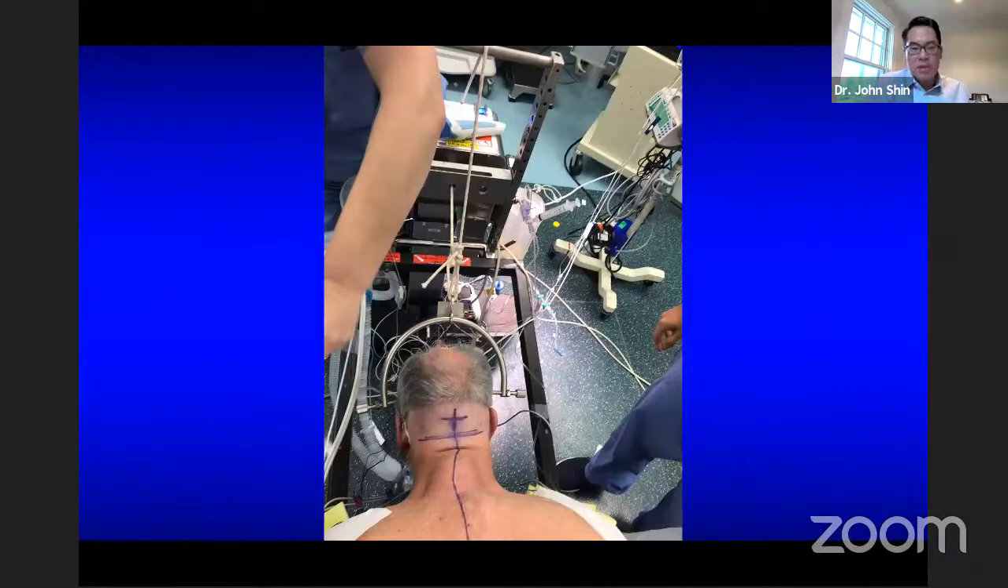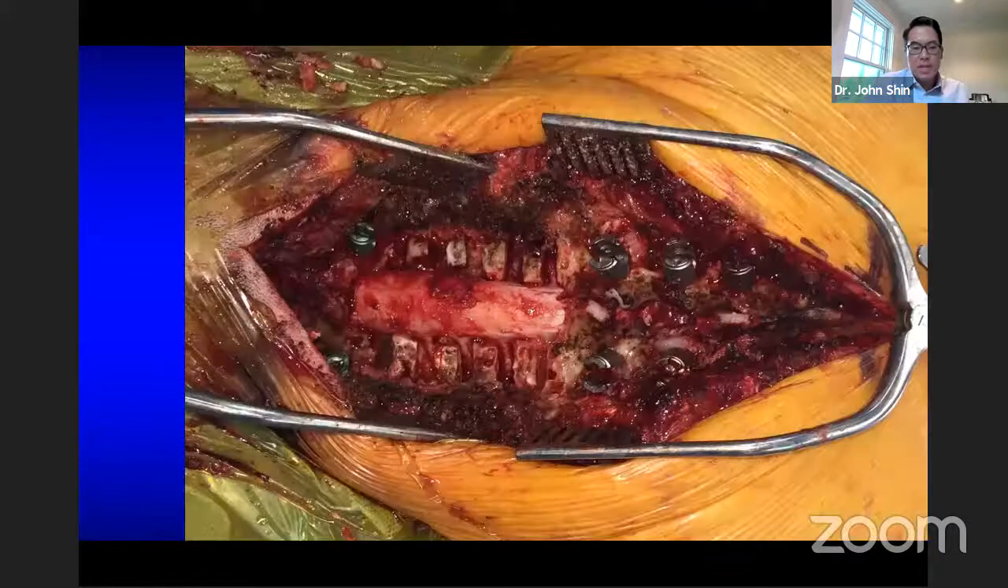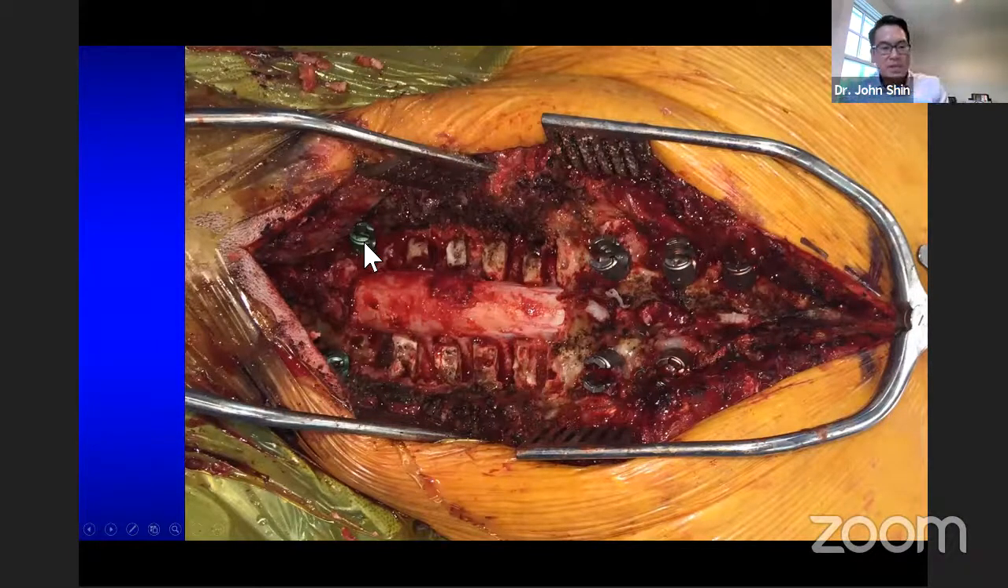And again, the bivector traction. And this is what it looks like. So this to the left of the screen is cranial and to the right is caudal. So you can see there's some instrumentation there at C2. And then I have the posterior thoracic pedicle screw instrumentation.